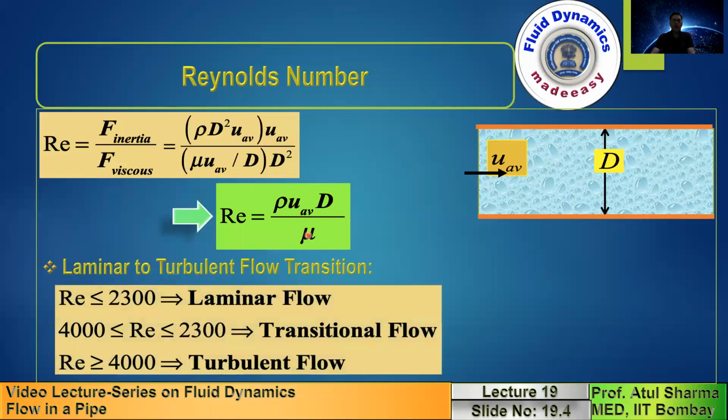If this Reynolds number is for flow in a pipe, it has been found that if the Reynolds number is less than 2300, then the flow is laminar. For Reynolds number between 2300 and 4000, it's a transitional flow. The flow is transiting from the laminar to the turbulent flow. And for a Reynolds number greater than 4000, the flow is turbulent.